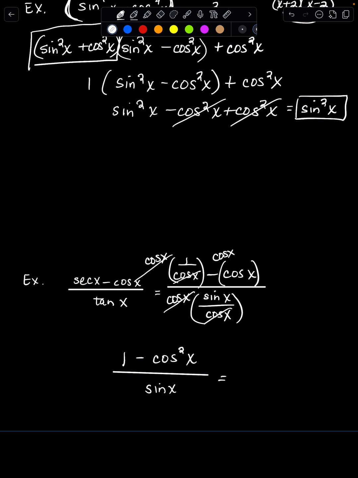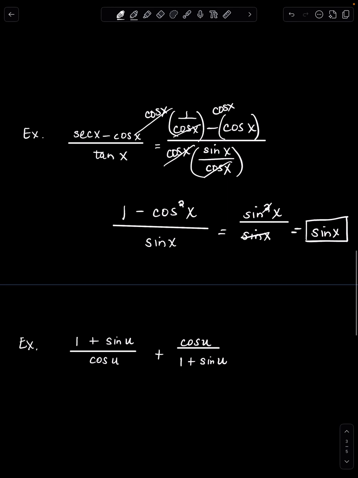1 minus the cosine squared of x. Go back to your Pythagorean theorem. If you subtract cosine squared of x from both sides, you'll see that this is the sine squared of x. And I can cancel one of those out, common factors, and I'm left with sine of x on top here, which is my final answer.